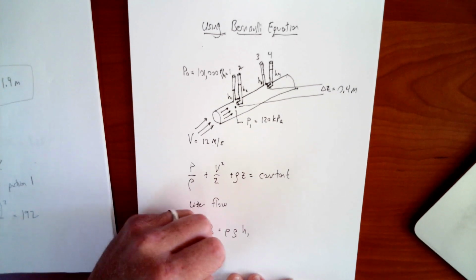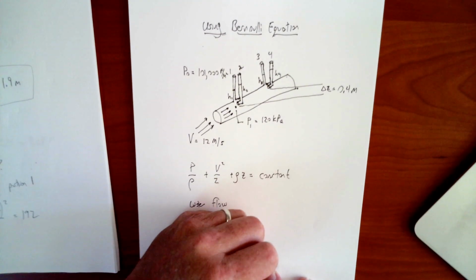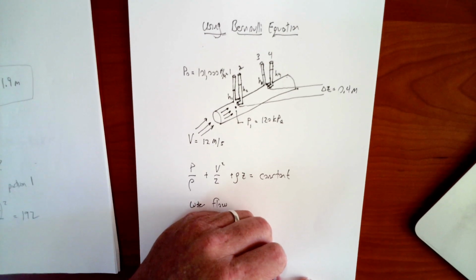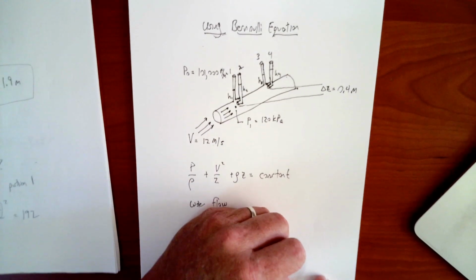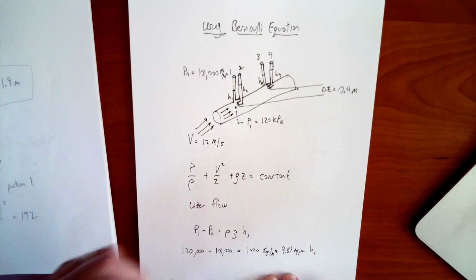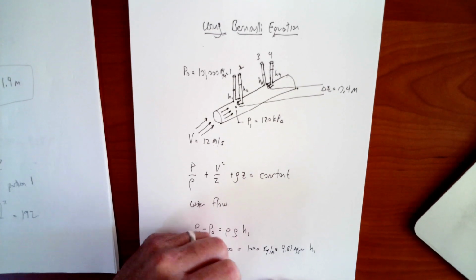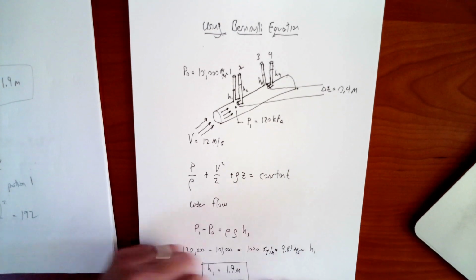120,000 minus 101,000 equals rho, which is 1,000 kilograms per meter cubed, because we said it's water. g, of course, is 9.81 meters per second squared. And then H1 is what we're after. So we're going to solve all that for H1. We get H1 is equal to 1.9 meters. So that first height is 1.9 meters.